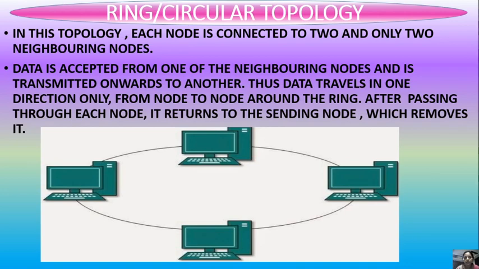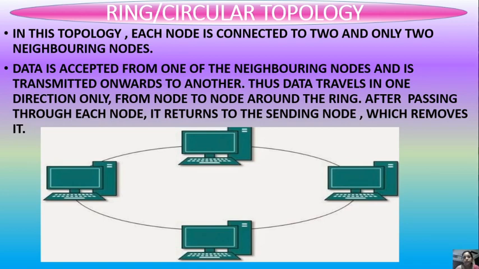There are some points. First, in this topology, each node is connected to two and only two neighboring nodes. As it is circular topology and systems are connected in a circular way, you can see in the image that each node is connected to two and only two neighboring nodes, meaning each node is connected with two nodes only.